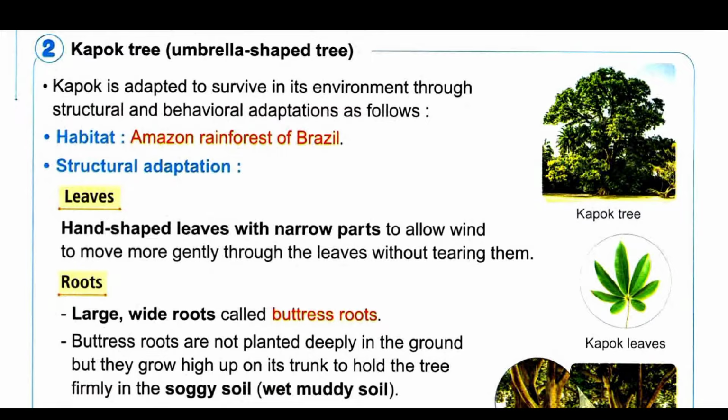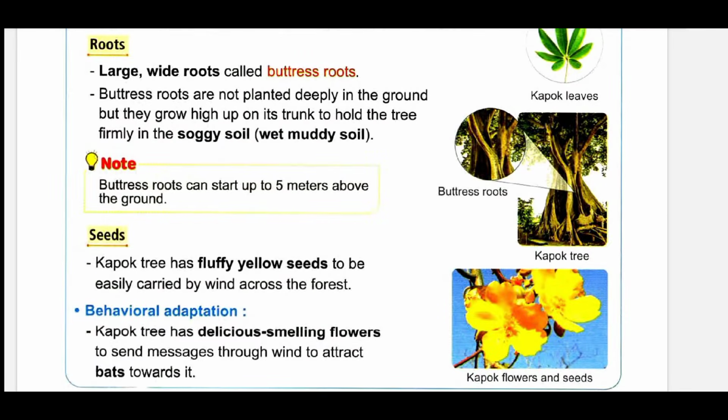Roots. Large wide roots called buttress roots. Buttress roots are not planted deeply in the ground, but they grow high up on its trunk to hold the tree firmly in soggy soil or wet, muddy soil. Note that buttress roots can start up to 5 meters above the ground. Finally, seeds. Kapok tree has fluffy yellow seeds to be easily carried by wind across the forest. Second, behavioral adaptation. Kapok tree has delicious smelling flowers to send messages through the wind to attract pets towards it.